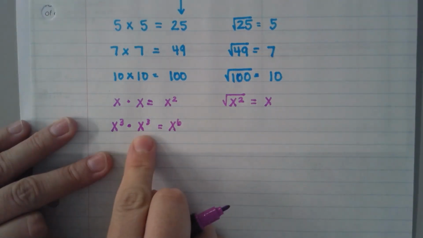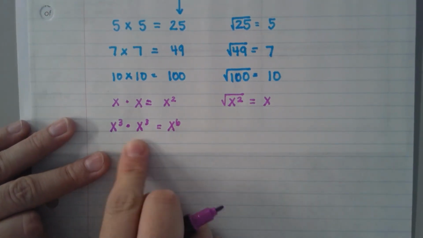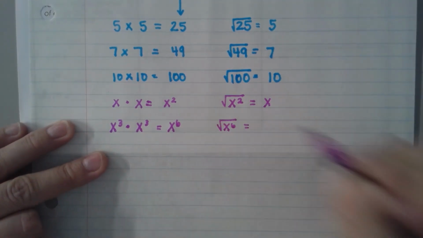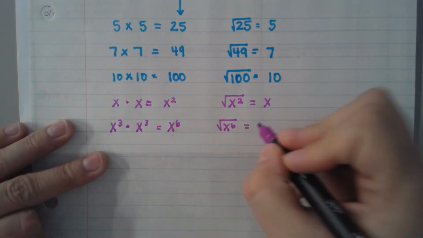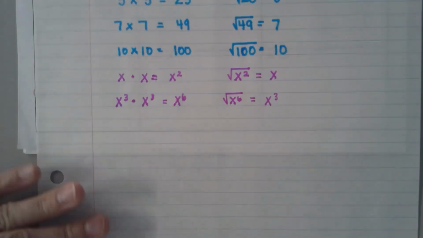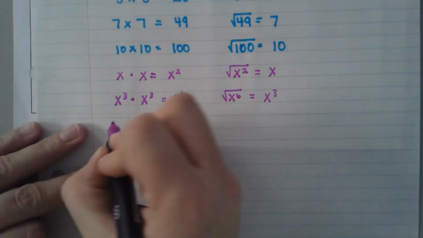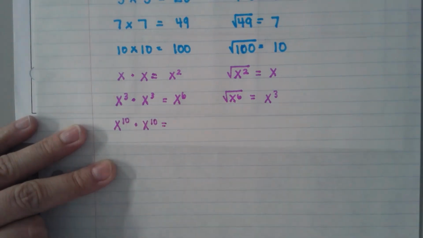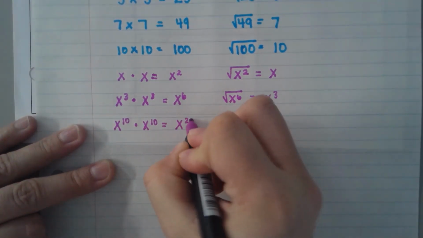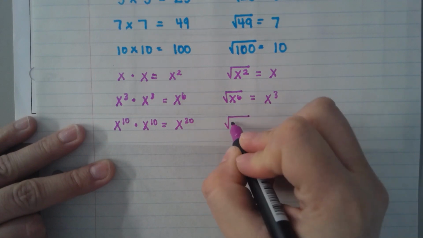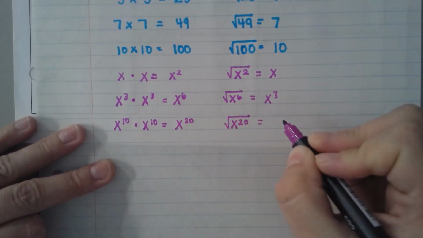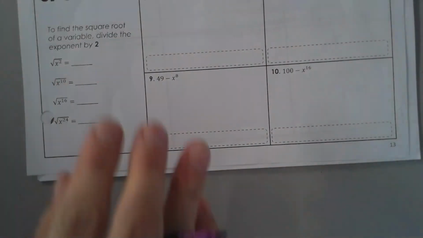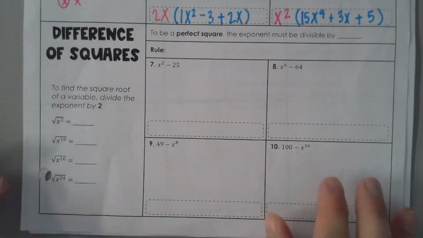Remember, when you multiply variables, you add the exponents. So what that means is that the square root of x to the 6th is what? X to the third. What if I have x to the 10th times x to the 10th? X to the 20th, which means that the square root of x to the 20th is x to the 10th. Okay. So if you can take the square root, it's a perfect square.